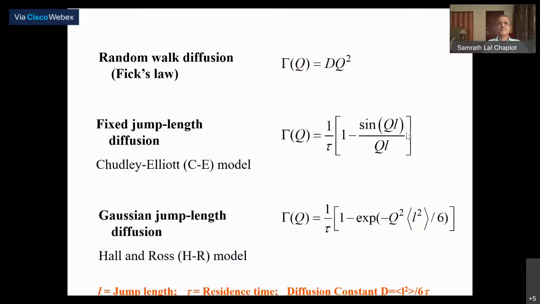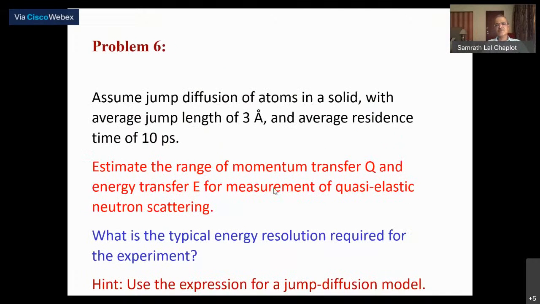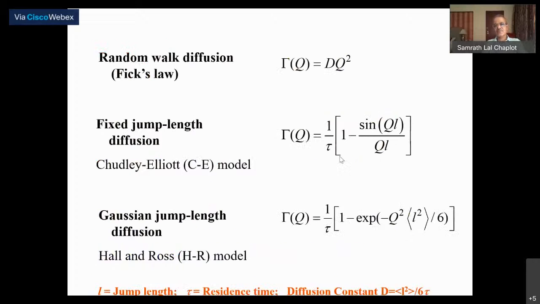You have here the value of the jump length and the value of the residence time given to you. If these numbers are given, you can figure out the typical values of Q at which you should make these measurements. And if you know tau, the residence time, then you should also know the energy transfers, which simply comes by the Fourier transform of this.